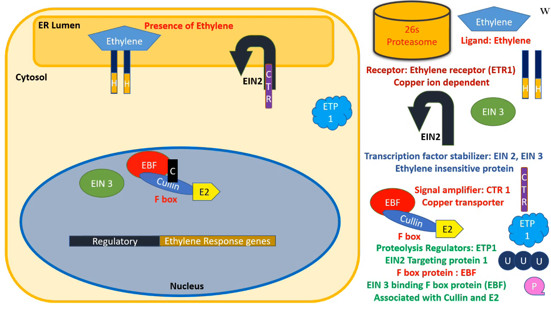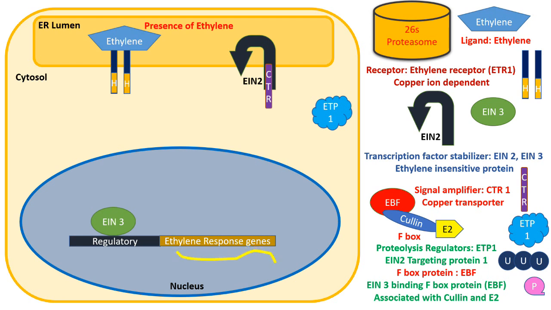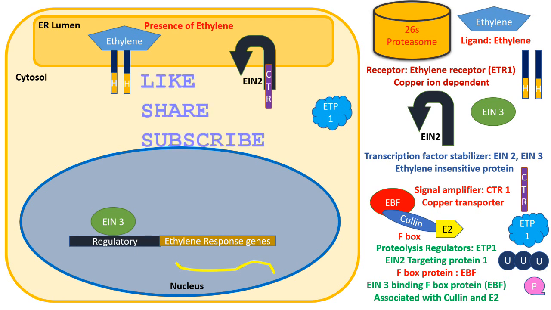So the EIN3 transcription activator is free to act. It's actively available inside the nucleus. EIN3 will now go and interact with the regulatory region of the ethylene response genes, and that causes the synthesis of ethylene response mRNA. This mRNA will then be transported into the cytoplasm and converted into the proteins, which will act as a response element of the ethylene signal.